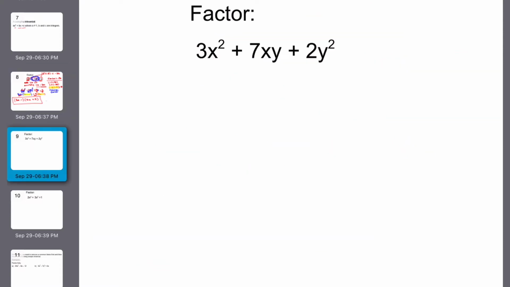Factor 3x squared plus 7xy plus 2y squared. So this one is definitely a complex trinomial, right? We have a term in front of the x squared that is not a 1, but we also have that double variable thing going on here. Okay, so here we're going to treat x as a variable, and the middle term, if it helps, let's rewrite the whole thing. Sometimes I rewrite out the middle terms and just flip the order of the variables. So I'll go 7yx plus 2y squared. That way it's easier to see that x is the variable there.